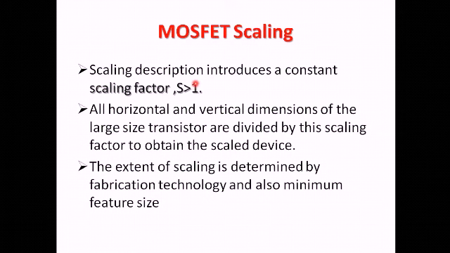To achieve this, as I already told you, we are introducing a constant scaling factor. We represent the scaling factor by capital S. And the constant scaling factor S is always greater than 1. This is very important: the scaling factor is a constant, and we are introducing a constant scaling factor greater than 1. So all the horizontal and the vertical dimensions of the large size transistor are then divided by this scaling factor to obtain the scaled device.